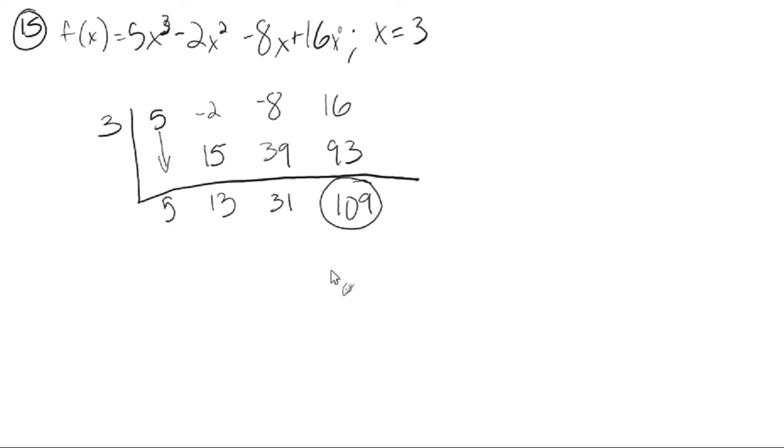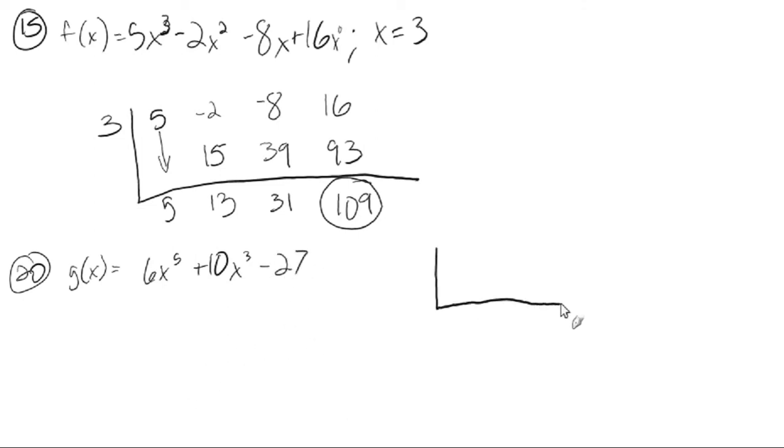Let's do another one, just so that you see it one more time at least. Number 20. G of x equals 6x to the 5th plus 10x to the 3rd minus 27. Okay, so as we go to set this up, remember what I said. Every power of x needs to be represented. As we go to put the coefficients in here, we need every power of x to be represented. So we start at 5, we should see 4 next, but we don't, we see 3.